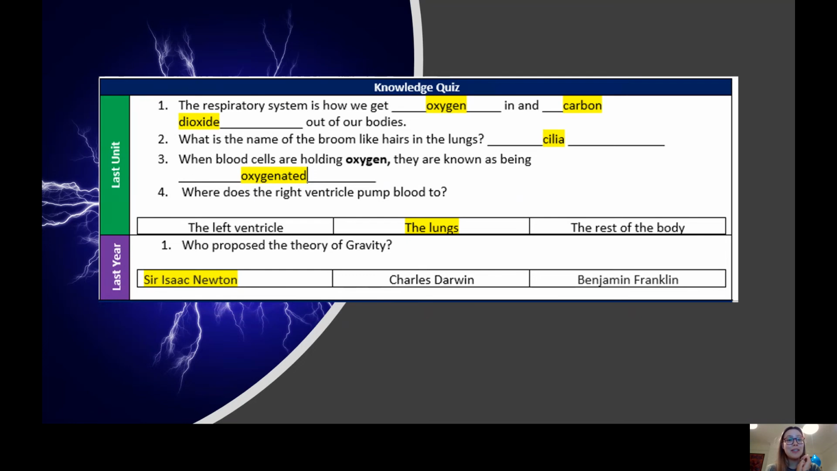The famous anecdote is that the idea came to him when he was sitting under an apple tree and an apple hit him on the head. Slightly probably embellished story, but it's a nice story. And remember, Charles Darwin proposed the theory of evolution, not of gravity. And Benjamin Franklin is an American statesman who worked a lot on electricity and static charges, which we're going to learn more about today.